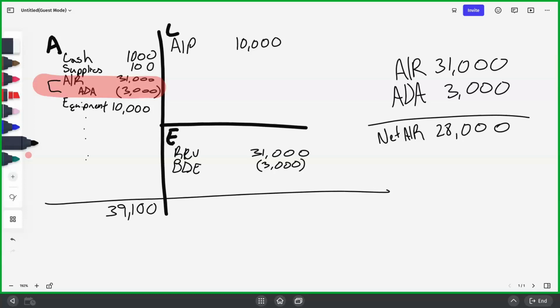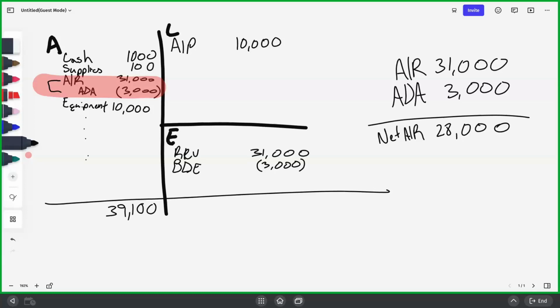As the opposite too, let's say the year keeps going by, this stays the same until we write something off. We're not gonna be losing that ADA account until I say, okay, Billy Bob can't pay us.